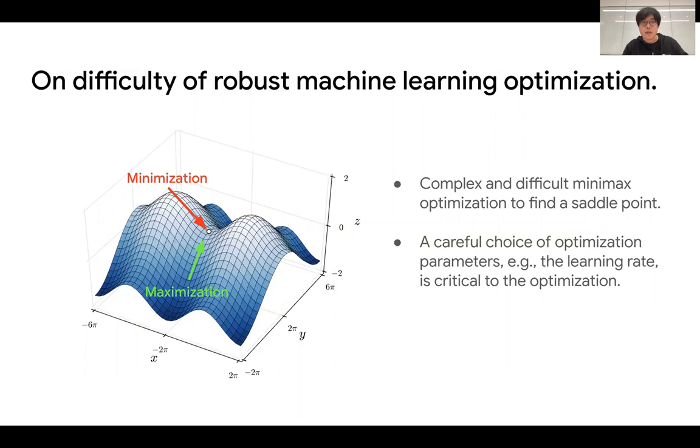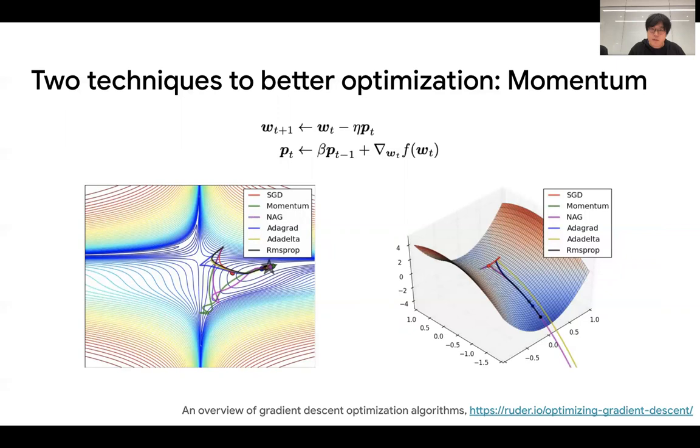So this optimization is very difficult because we have to find a set point in the loss surface. So careful choice of optimization parameters like learning rate or momentum is very critical to the optimization. We have two techniques for better optimization. The first one is the momentum method. Instead of just computing the gradient as the update step, they accumulate the update step for faster convergence here.